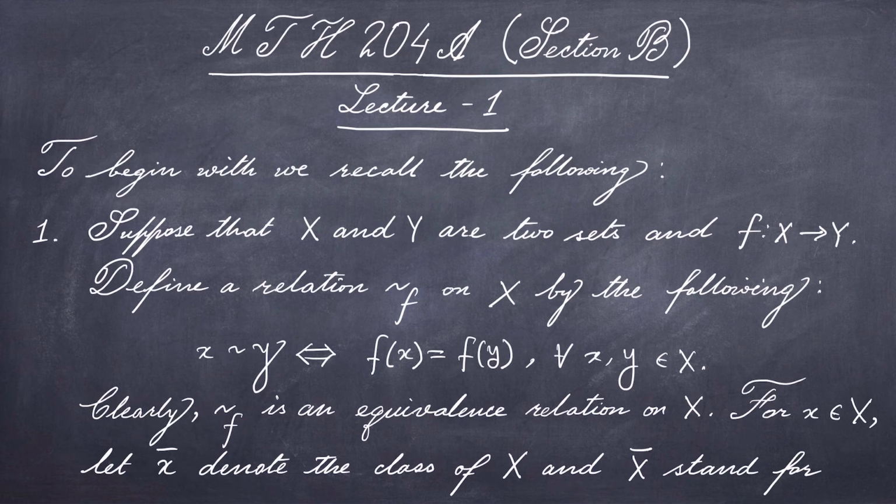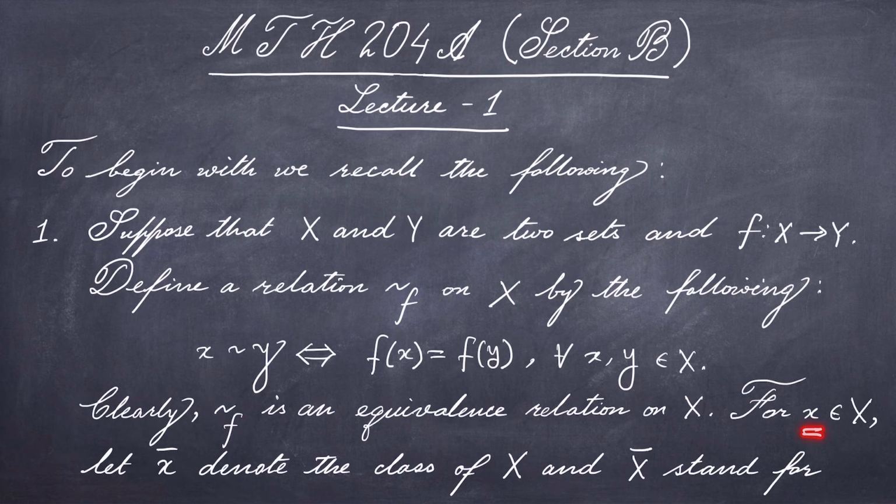So the first one goes as follows. Suppose we are given two sets and a map f from X to Y. We want to make this map f bijective in a canonical way. So we define a relation on X as follows: x and y are related if they are mapped to the same element of Y by f. So clearly this relation is an equivalence relation on X.